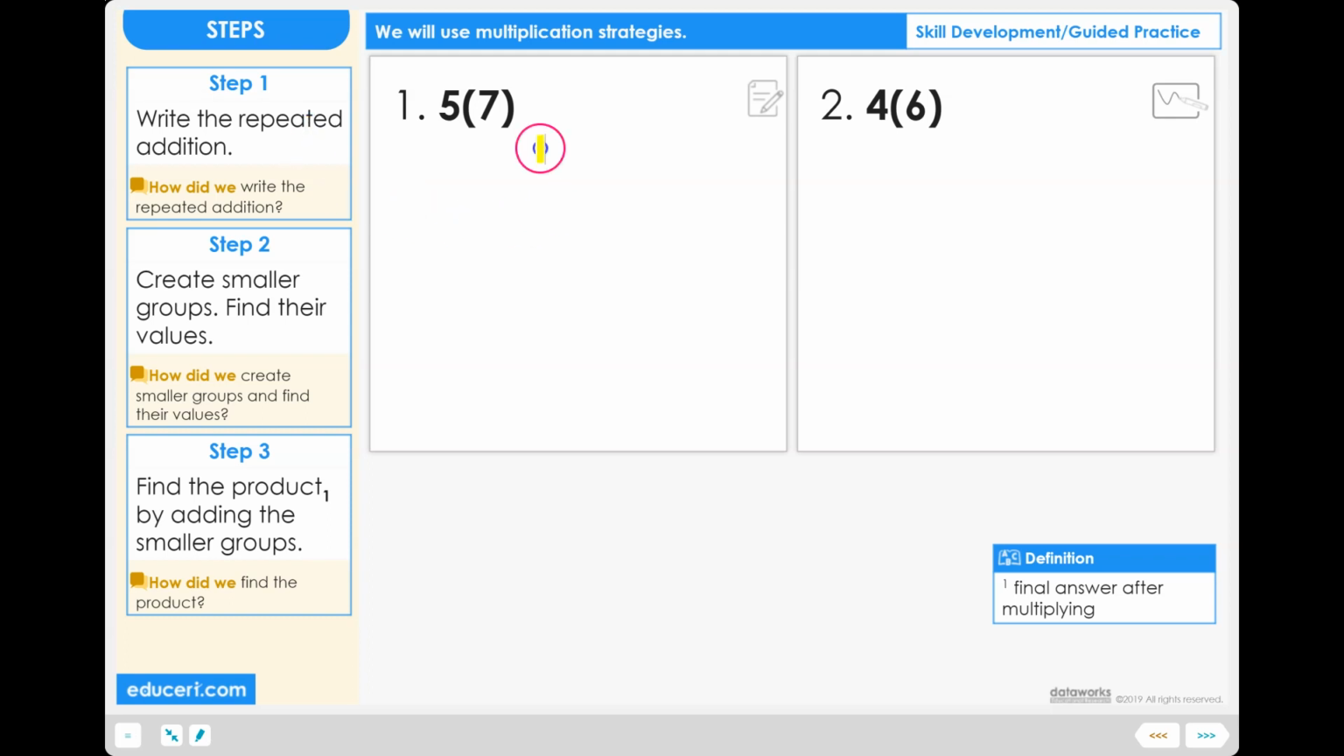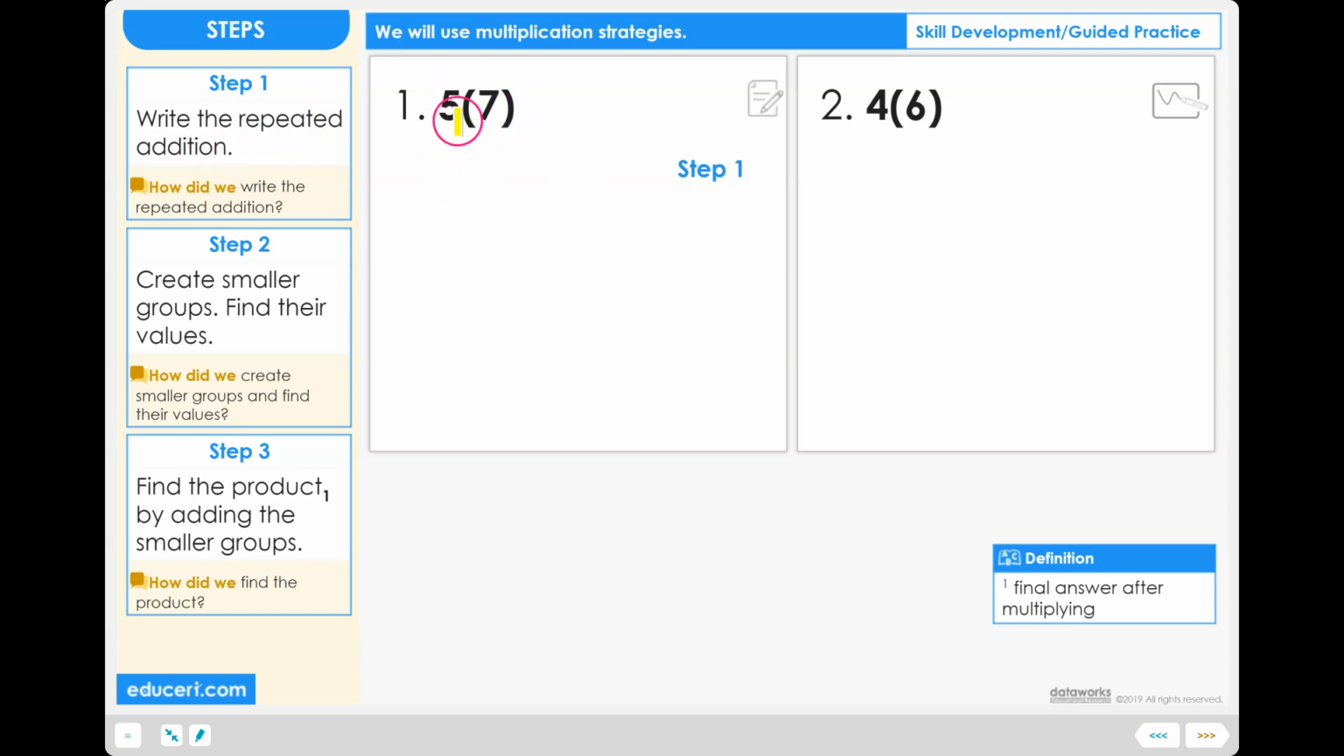We're going to solve a couple of problems using the grouping repeated addition multiplication strategy. Problem 1, 5 times 7. And we have 3 steps to complete the grouping repeated addition strategy. Step 1, ready, read. Write the repeated addition.